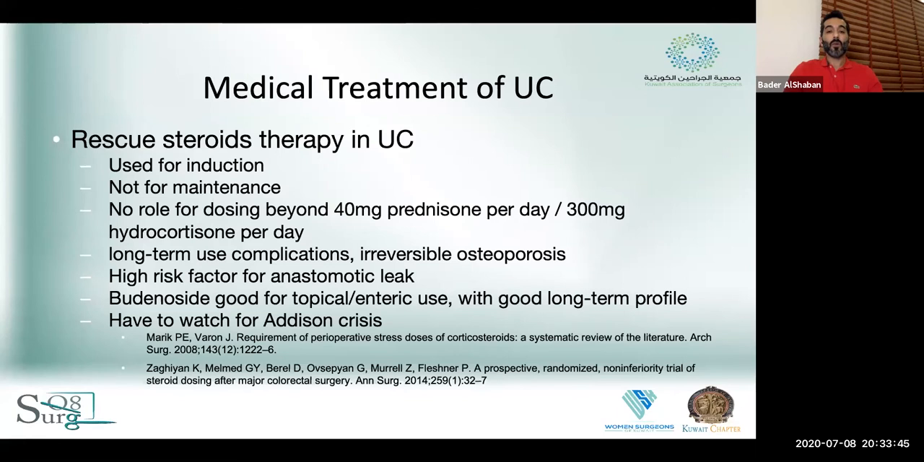Steroids, another cornerstone in the treatment of IBD. It is used for induction, however, it is not logical to maintain any patients on steroids due to the well-known complications of Cushing disease, and due to the known fact of dependency and resistance that the body eventually forms to these drugs. There's no role of dosing your patient beyond 40 milligrams of prednisolone per day, or the equivalent of 300 milligrams of hydrocortisone intravenous.